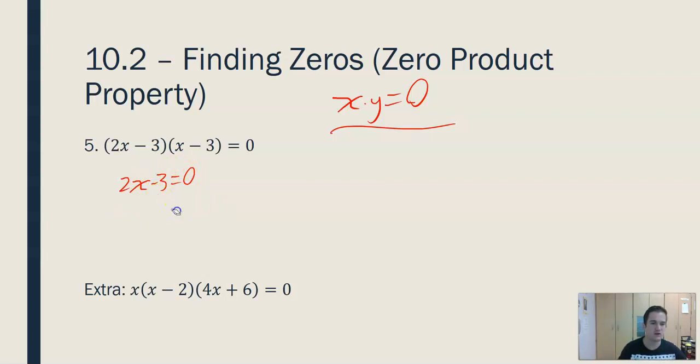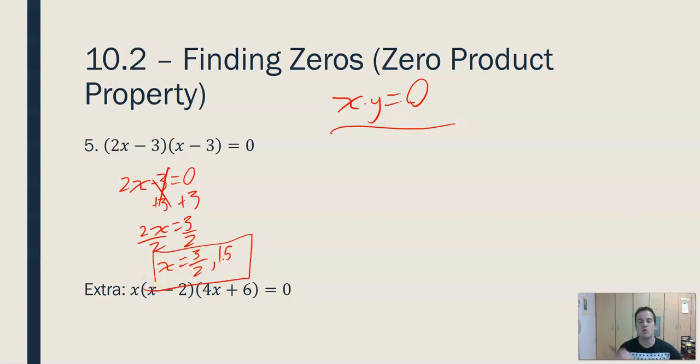So here, 2x minus 3 equals 0. I'm going to add 3 on both sides and get 2x equals 3, because this cancels out. Then I go ahead and divide by 2 and get x equals 3 halves, or 1.5, however you want to write that. So that's one of my solutions, x equals 1.5.